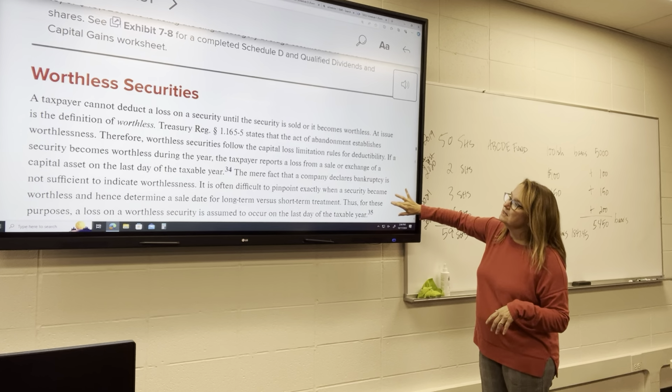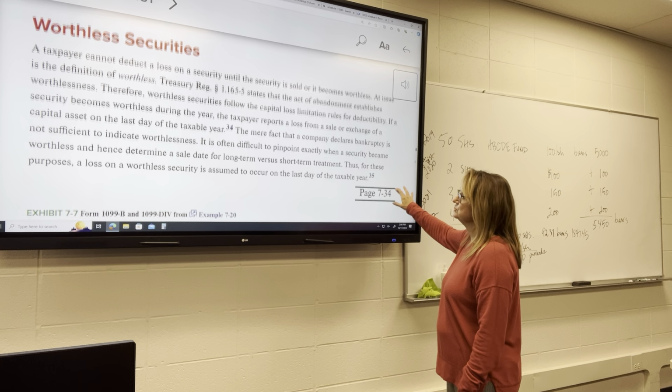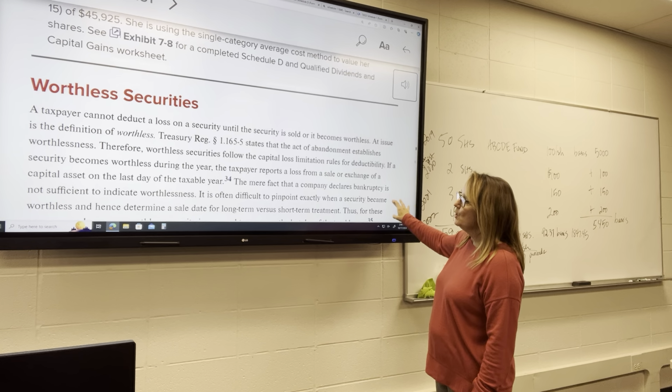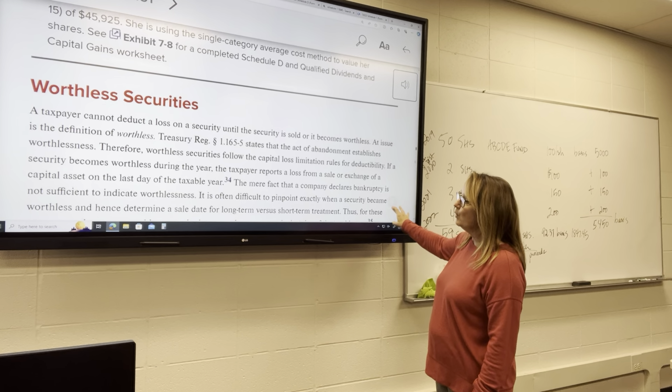Worthless securities. It happens. You invest in a company and they go bankrupt and you get nothing out of it. You actually can get a capital loss for that. It is a capital loss. The fact that the company is declaring bankruptcy is usually not enough to indicate worthlessness, because oftentimes investors will get paid something in bankruptcy. So loss on a worthless security is assumed to occur on the last day of the taxable year when it's determined that it is worthless.